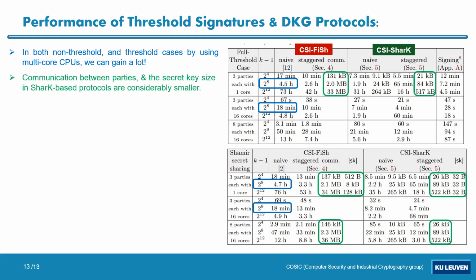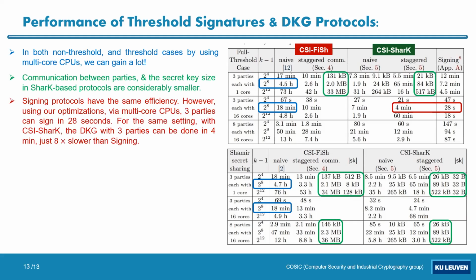The other point is that communication between parties and also the secret key size in CSI-SharK get very small, because we naturally have just one secret key. Communication is small, so you can see that here as well. And also the signing protocol in CSI-FiSh and CSI-SharK is the same.